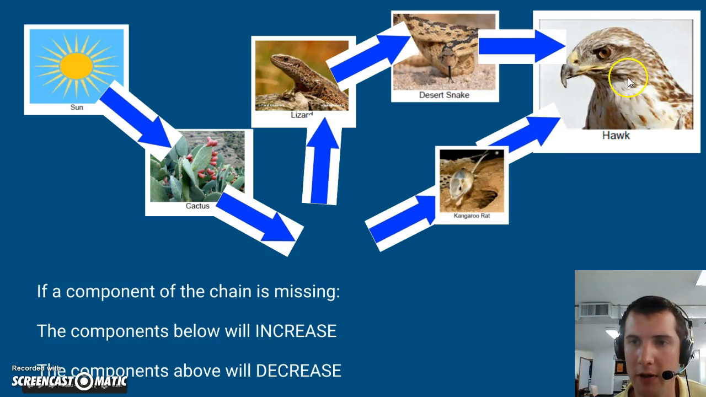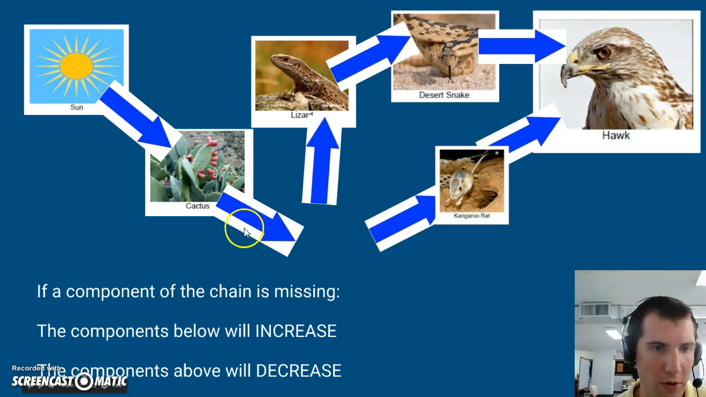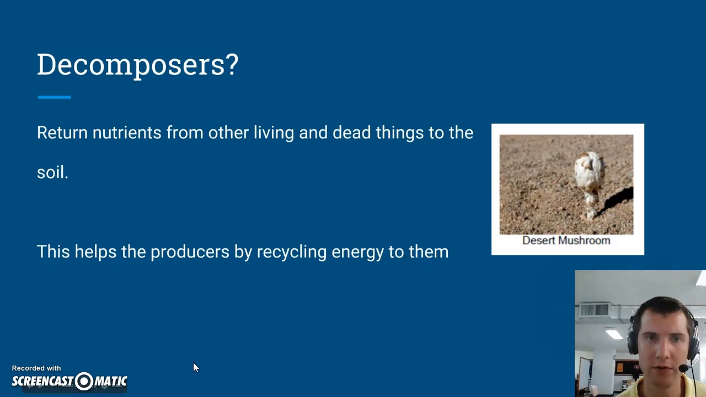You might think, oh, well, the hawk can still eat kangaroo rats. But no, they can't because they have no food. So the rats will start to die, and then the hawks not having food will not be able to survive either. So if a component in the chain is missing in a food web or food chain, the components below it in the chain will increase because nothing is eating them. They have less predators, and the components above them will decrease because they have no food source.